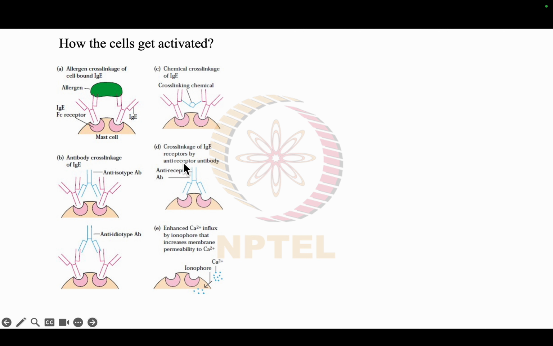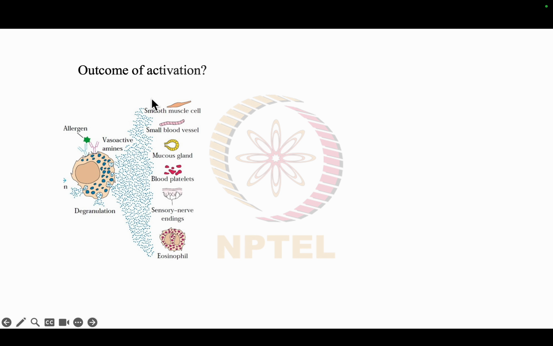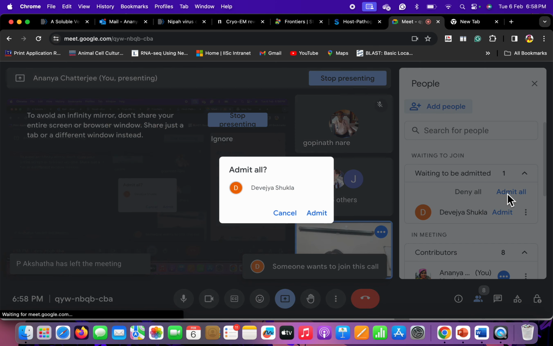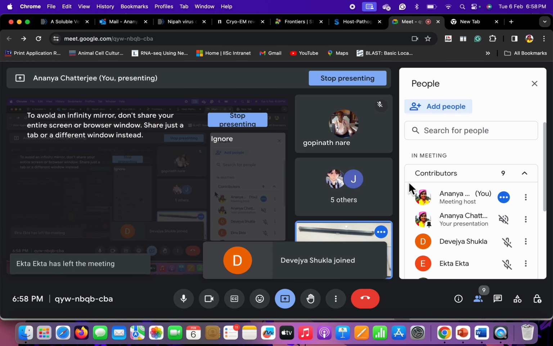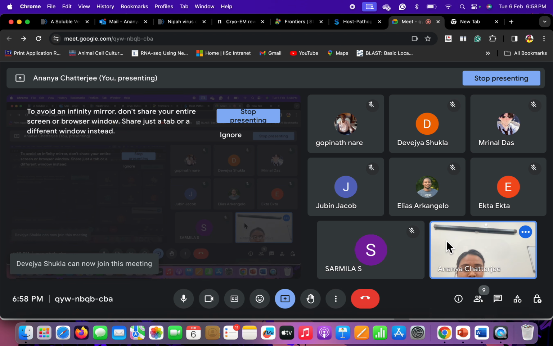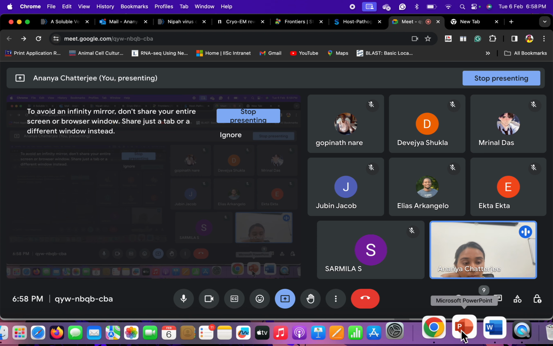Cross-linkage of IgE receptors by anti-receptor antibody, anti-idiotype antibody cross-link, then enhanced calcium 2+ influx by ionophore that increases membrane permeability to calcium 2+. And what is the outcome of this activation?